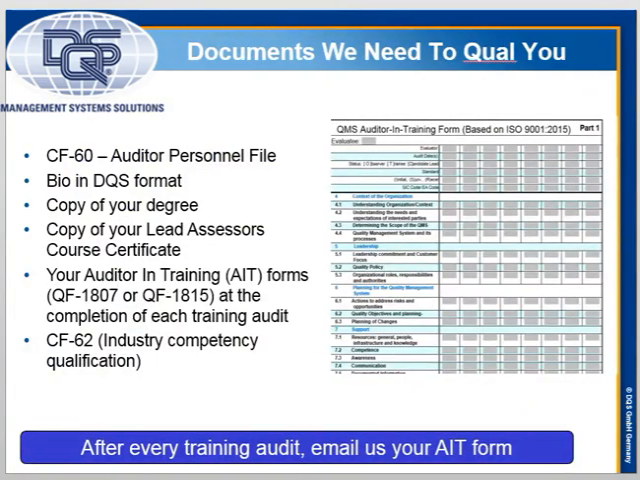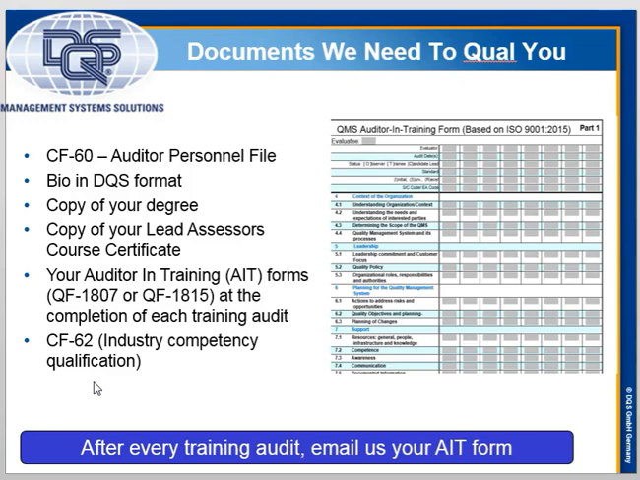is the important documents that we need to qualify you. The CF60 I just mentioned is the auditor personnel file. We need one of those filled out by you. We need a bio in DQS format. We need a copy of your degree and lead assessor's course certificate. And then we need your auditor and training forms. So here's a little example of an auditor and training form. And then we need your corporate form 62, which is your industry competency. It says what industries you're qualified to audit in.